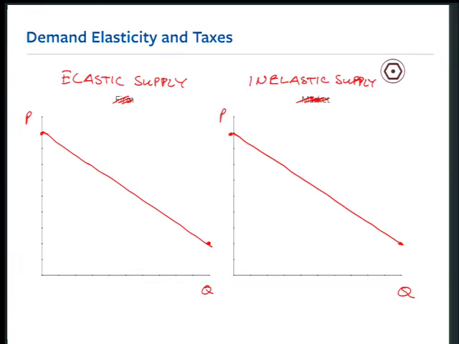So same demand curve in both markets, and what I'm going to draw now is a supply curve in one market that's more elastic than in the other market. And I'm going to start both supply curves off at the same point. How about this one here? And this is 3/4 up. Right here. So the elastic supply curve looks something like this.